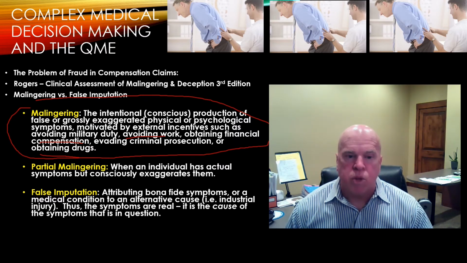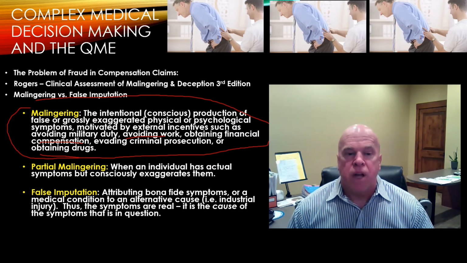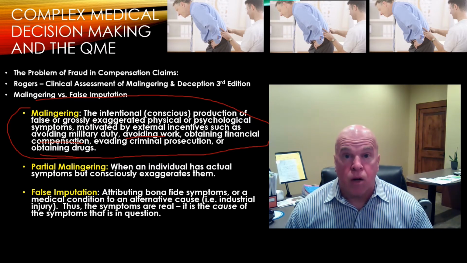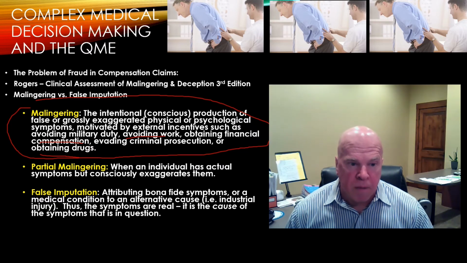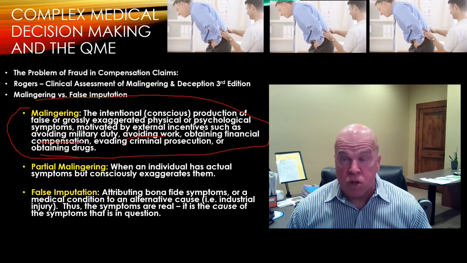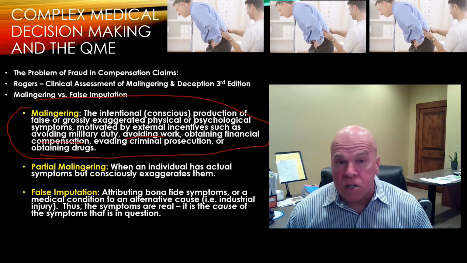Now, with partial malingering, the individual has actual symptoms. They have symptoms, but they consciously and grossly over-exaggerate those symptoms. So the difference between malingering and partial malingering is the presence or absence of bona fide symptoms. Bona fide symptoms.